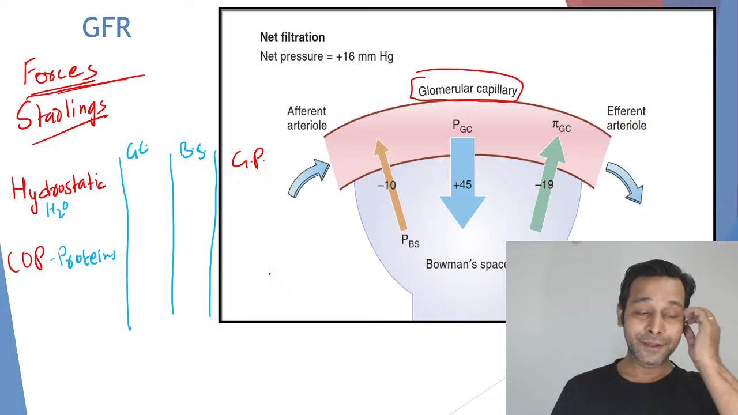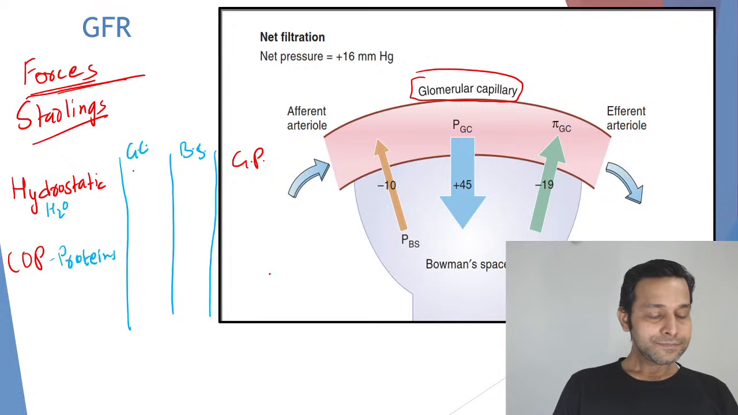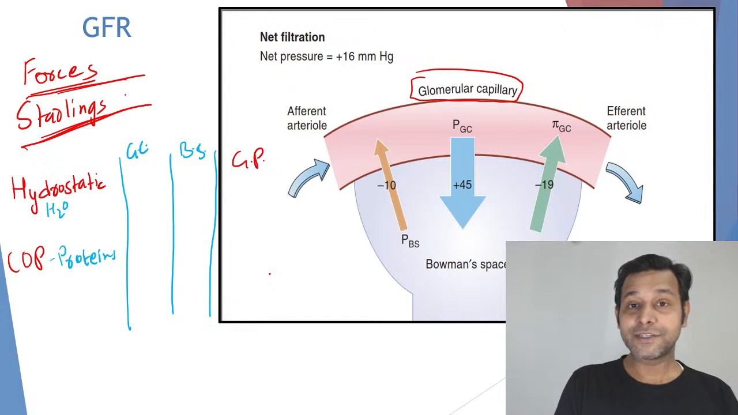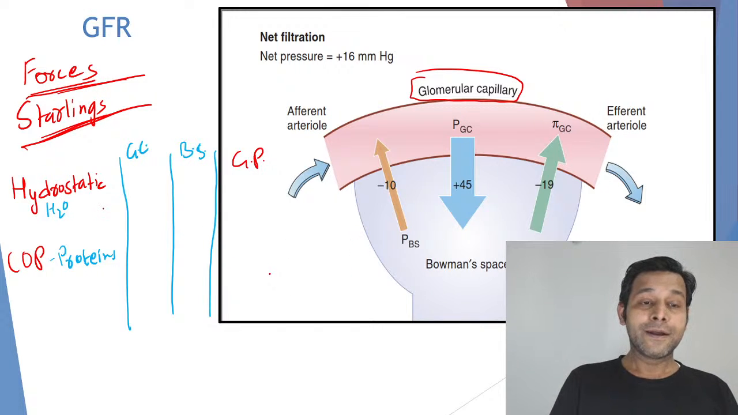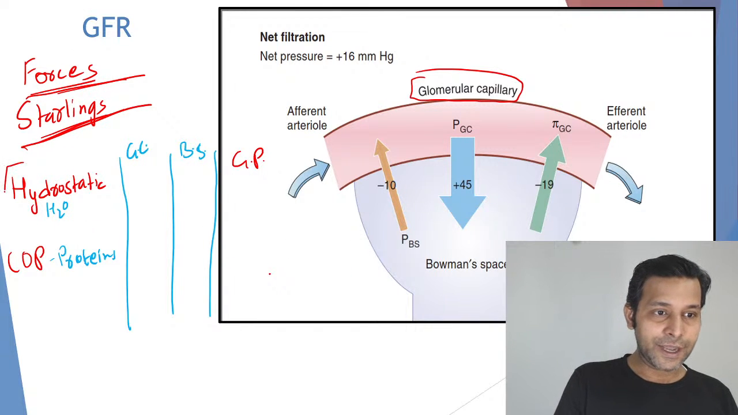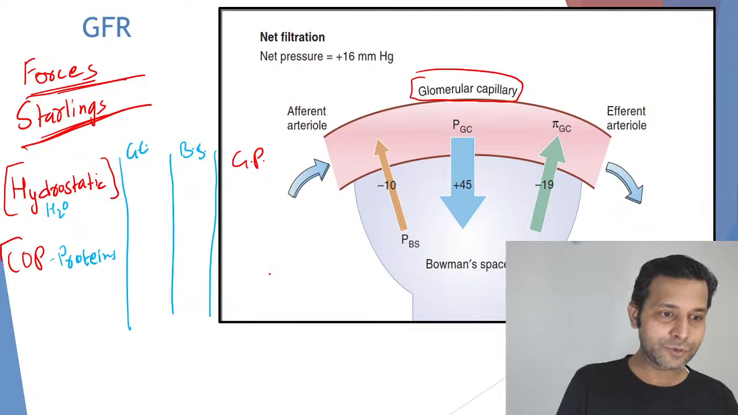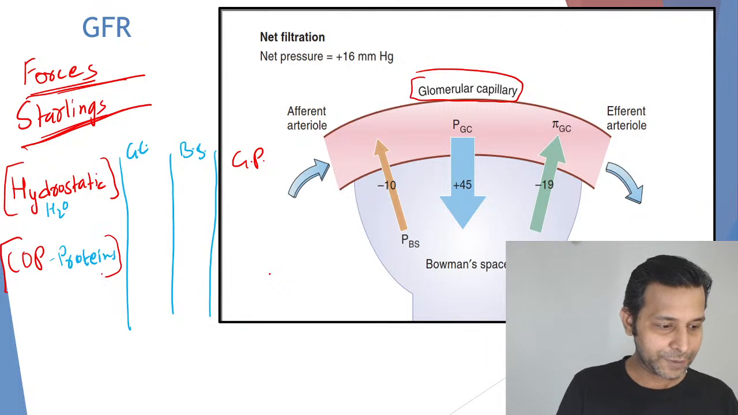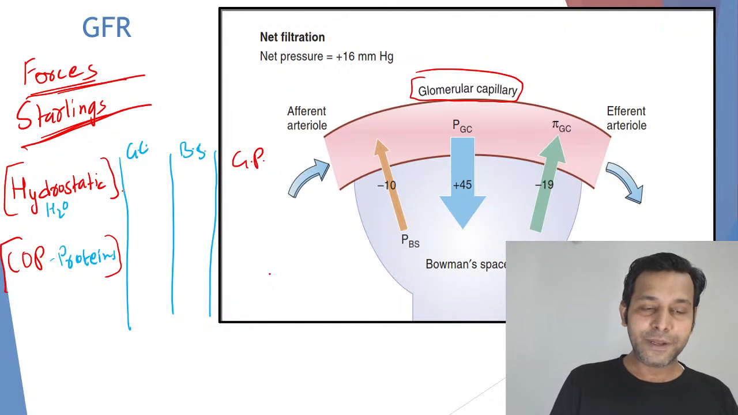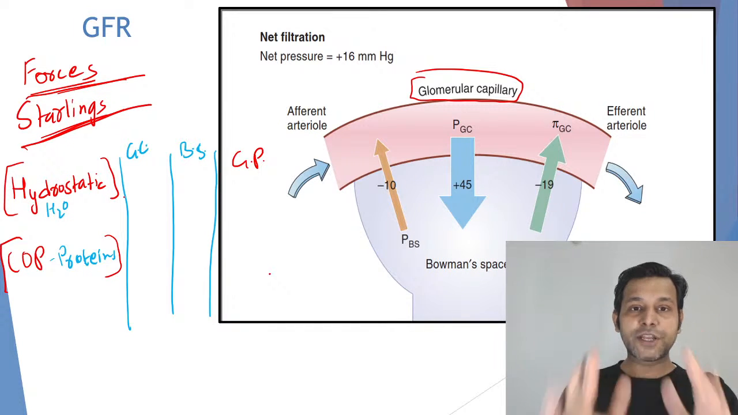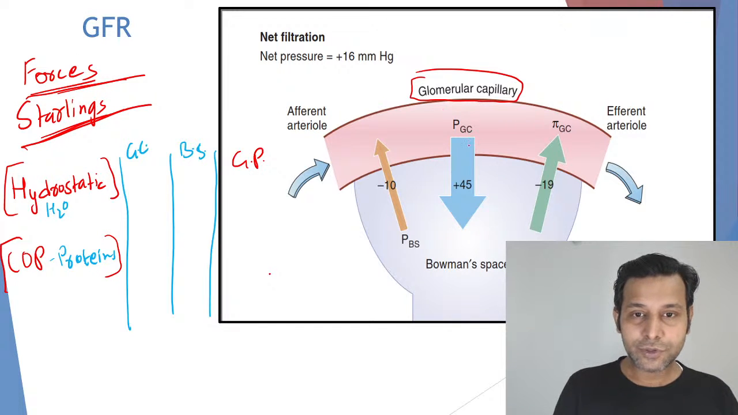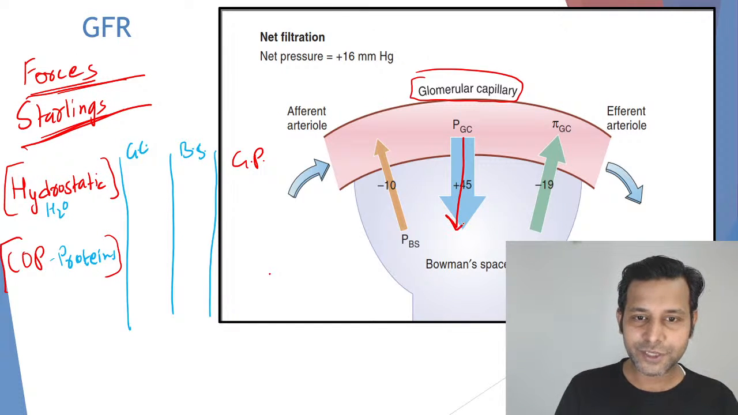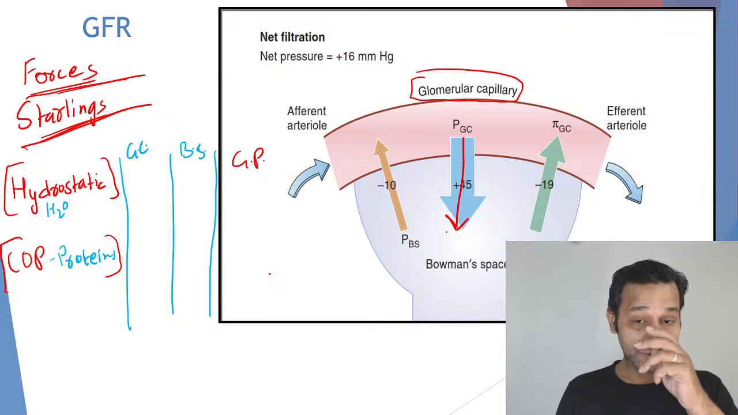So remember, there are Starling's forces which play a role in filtration. And there are two types of Starling forces. One is hydrostatic pressure and the other one is colloidal osmotic pressure or oncotic pressure. In hydrostatic pressure, please remember, it always pushes the filtrate. It always pushes the fluid away. The water is always pushed away. So hydrostatic pressure always pushes the fluid.